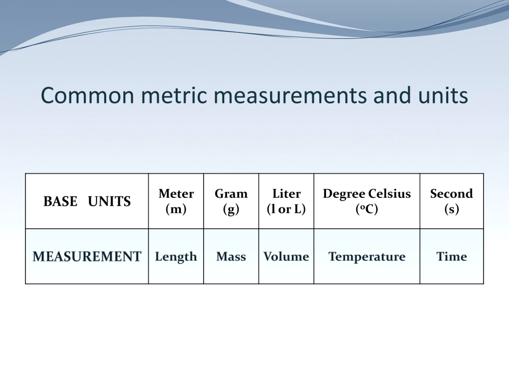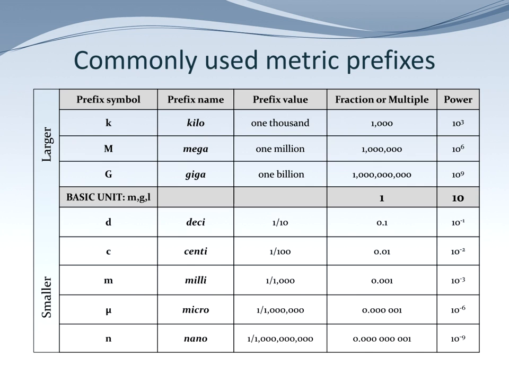The basic metric measurement for length is the meter. For mass, the gram. For volume, the liter. For temperature, degrees Celsius. And for time, seconds. Prefixes are used to describe a power of 10 that is larger or smaller than the basic unit. This is a table of some commonly used metric prefixes and their corresponding symbols.